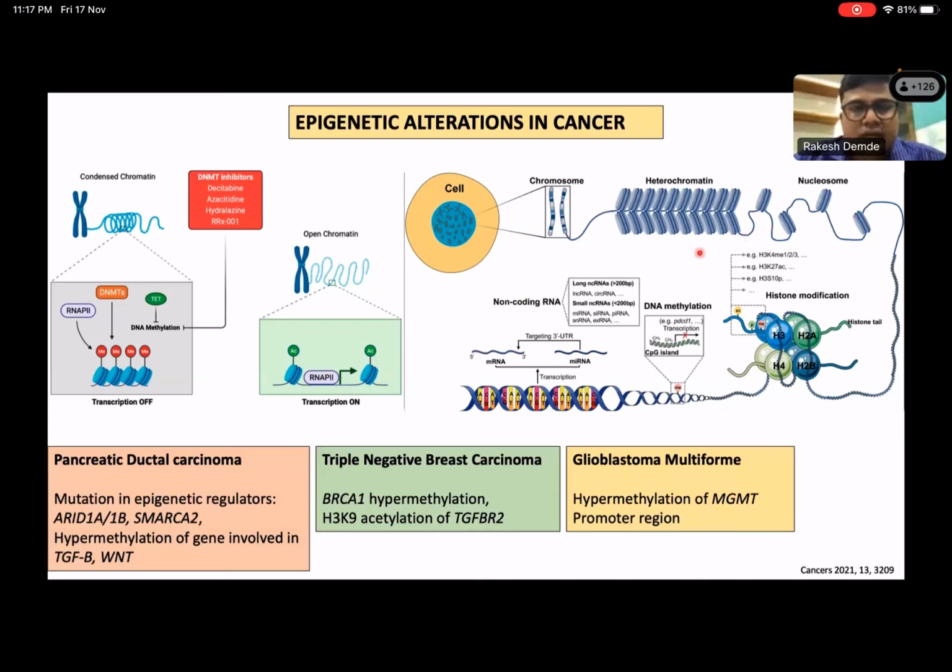Now, after discussing the genetic and epigenetic alterations, we will discuss in brief the more commonly occurring malignancies which we encounter in the molecular lab, and we will also discuss the cancers for which we have a lot of biomarkers or targeted therapy. The first one is non-small cell lung cancer.